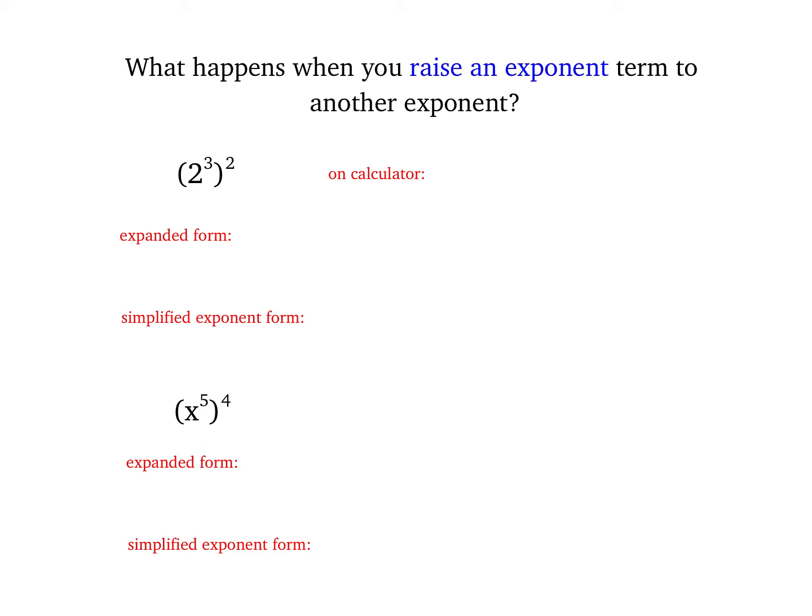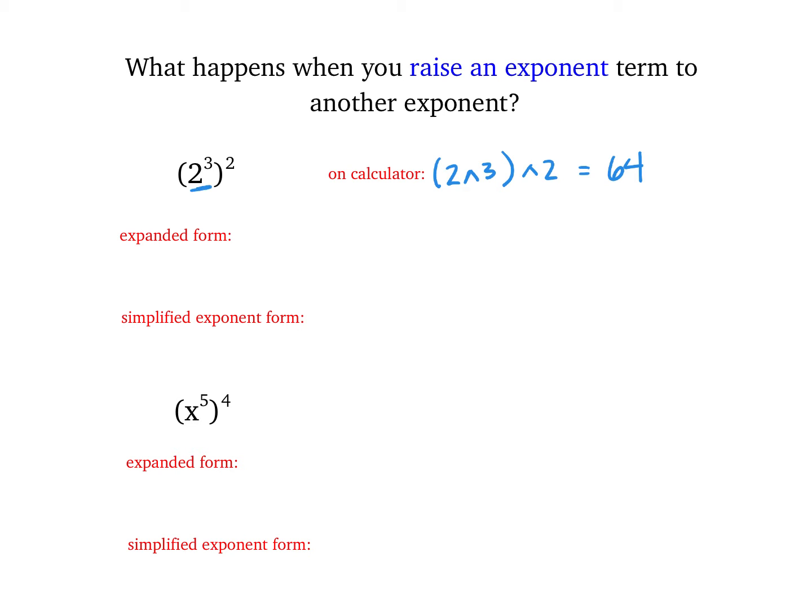Since this has a numerical base, we could evaluate it on our calculator. I always recommend using parentheses, especially when you're working towards more complex problems. So I'd start with parentheses, getting that 2 to the third and closing them, and then taking that to an additional exponent. So I see I get an answer of 64. Let's look at where that's coming from.